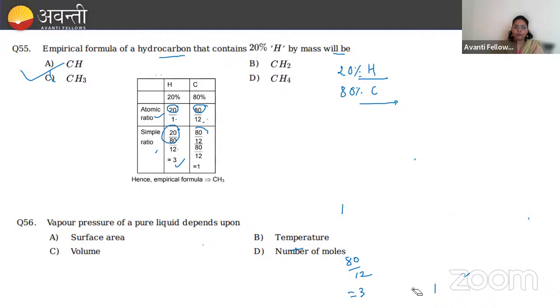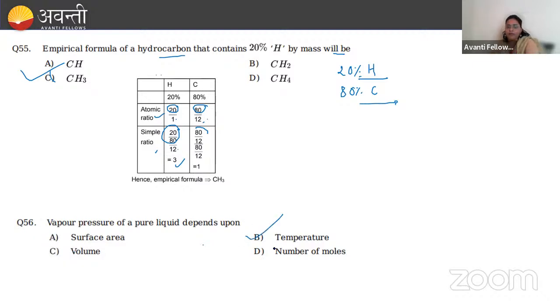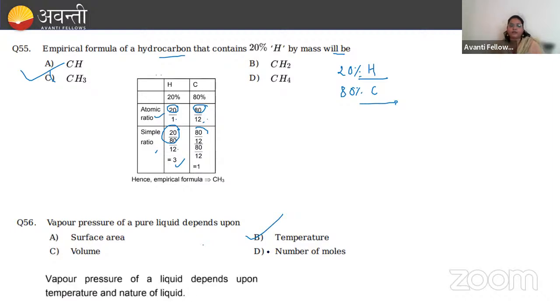Yes, vapor pressure depends upon. Yes, yes, any answers? Okay, so Ayushi is correct. Vapor pressure depends upon what? It depends upon temperature. Okay, vapor pressure depends upon temperature. And it depends upon the nature of the liquid. Which liquid is there? Okay, on that also the vapor pressure depends.